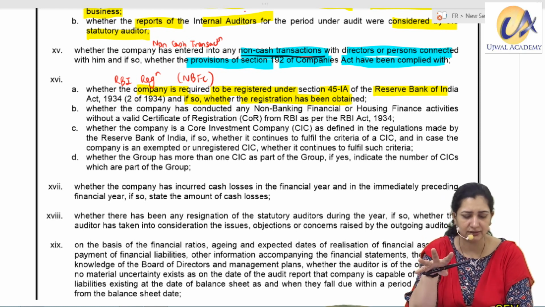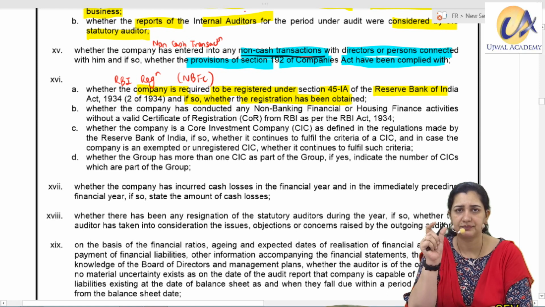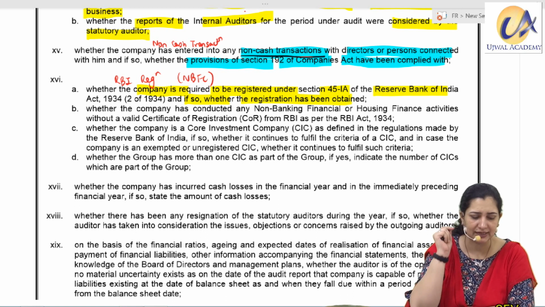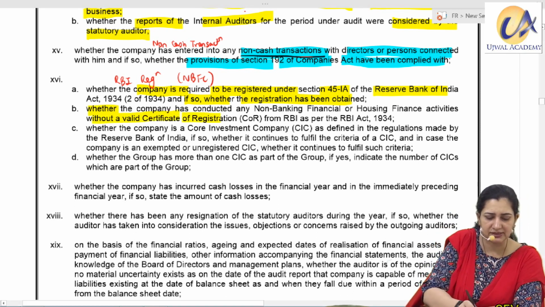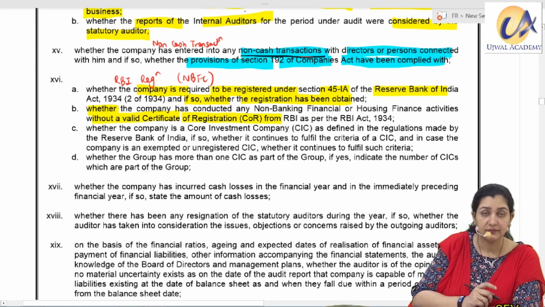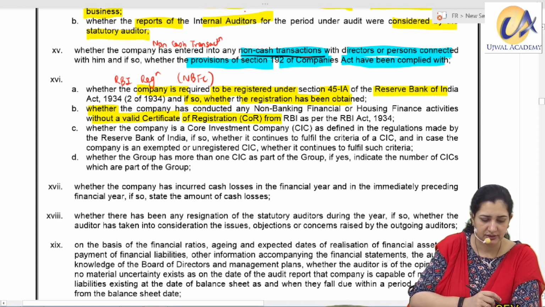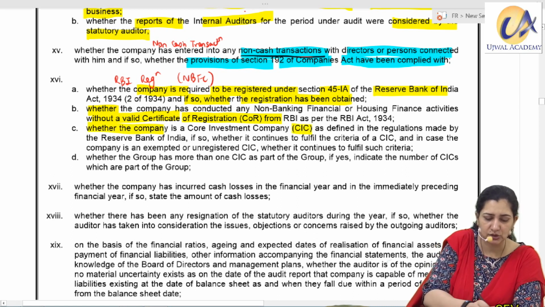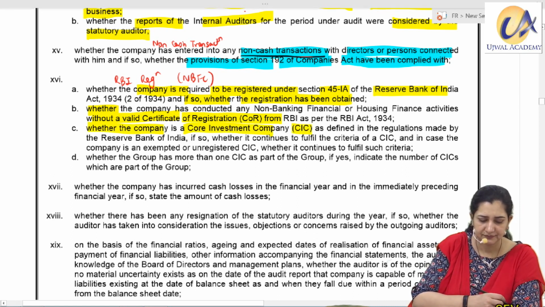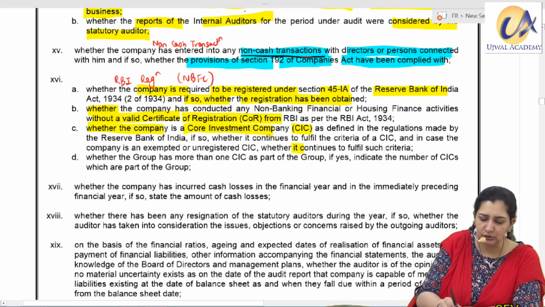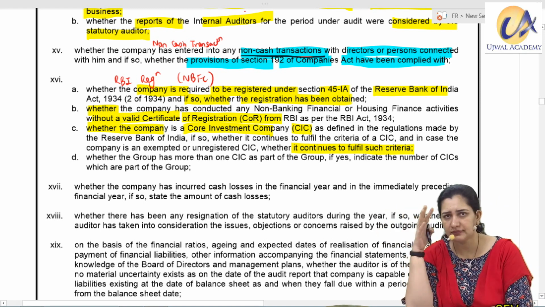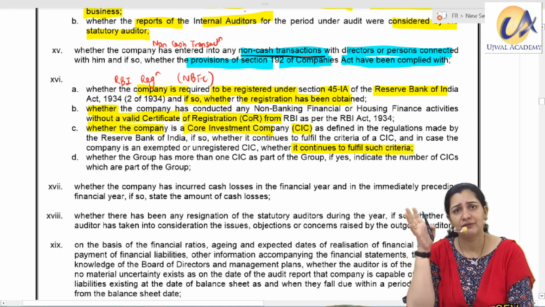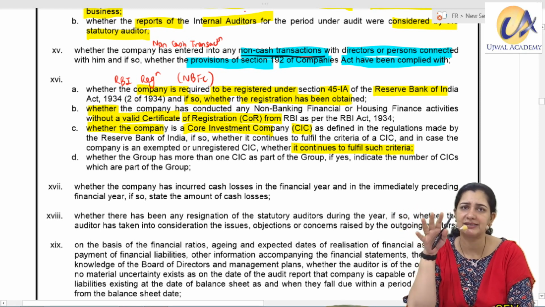If yes, have you taken the certificate of registration, COR? Have you taken that? We need to see, are they doing any business without a proper COR? That is the certificate of registration. Is the company a CIC, which we call core investment company? Does it continue to fulfill the criteria? All these are technical things which we have in our NBFC chapter. Okay, but we as auditors have to see whether they have complied with these conditions.